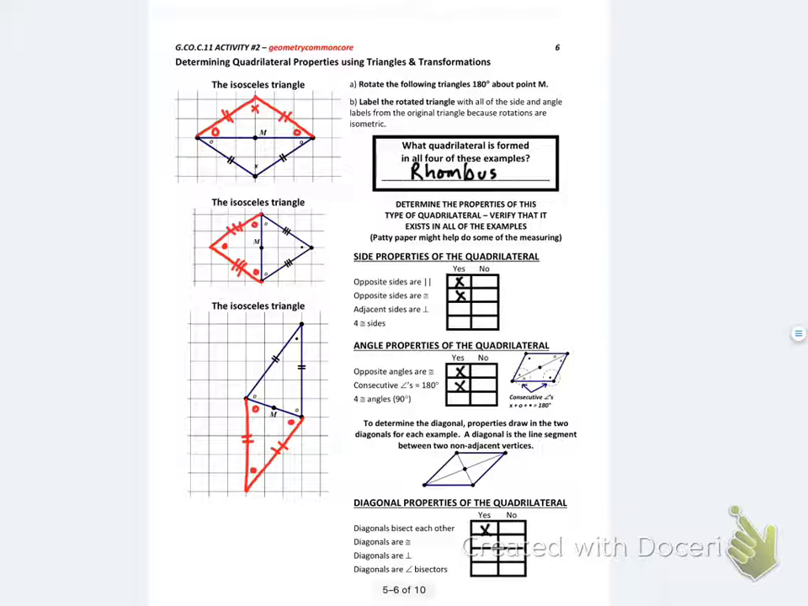Are the adjacent sides perpendicular to each other? No. If they were perpendicular, they'd have to be 90 degrees for your corners. That's not the case, so we can say no. Are all 4 sides congruent? Yes, and that is the defining characteristic of a rhombus. I added those congruency marks in so you can see, in the top one, 2 congruency dashes on every single line. That means all 4 of them are congruent. Really, really important to know that.